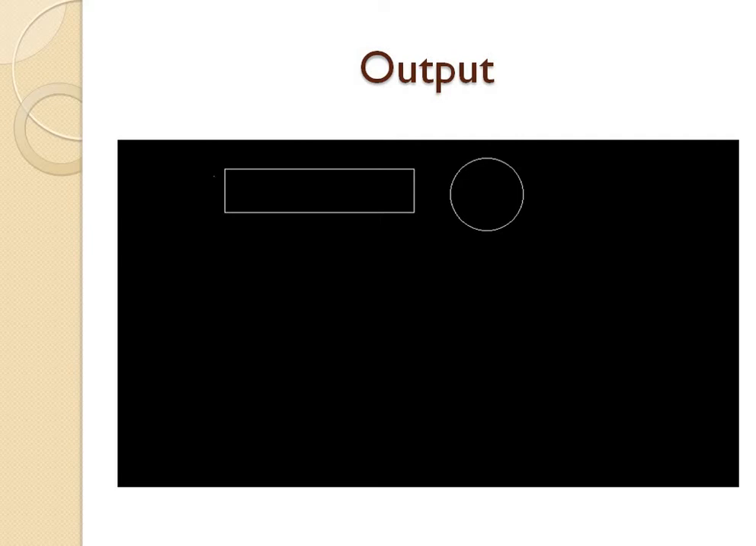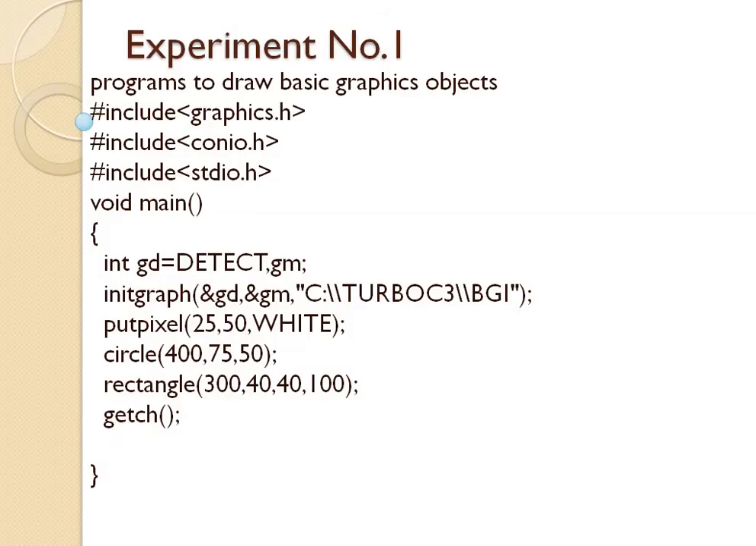To change from text mode to graphics mode, we use a function, that is void initgraph. The initgraph function is used to convert the text mode into graphics mode. We pass parameters to this function: int gd, the graphics driver, and gm, the graphics mode, and here is the path.